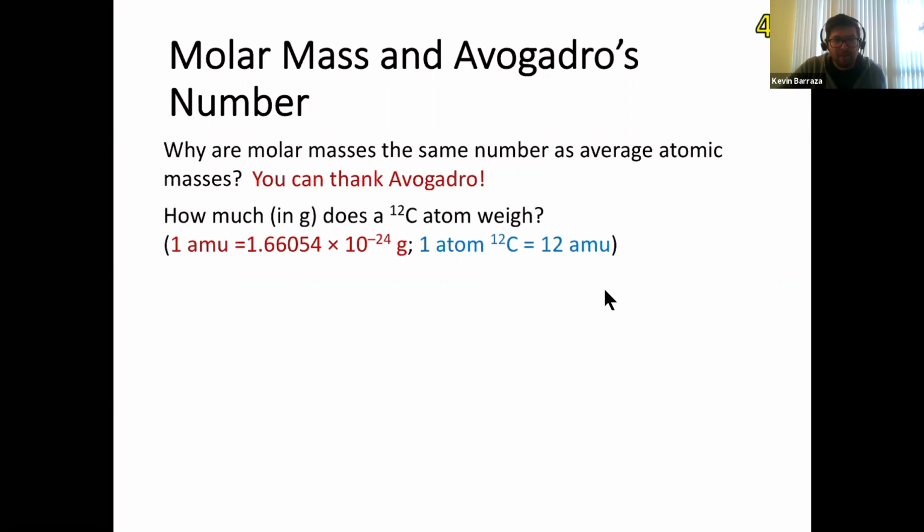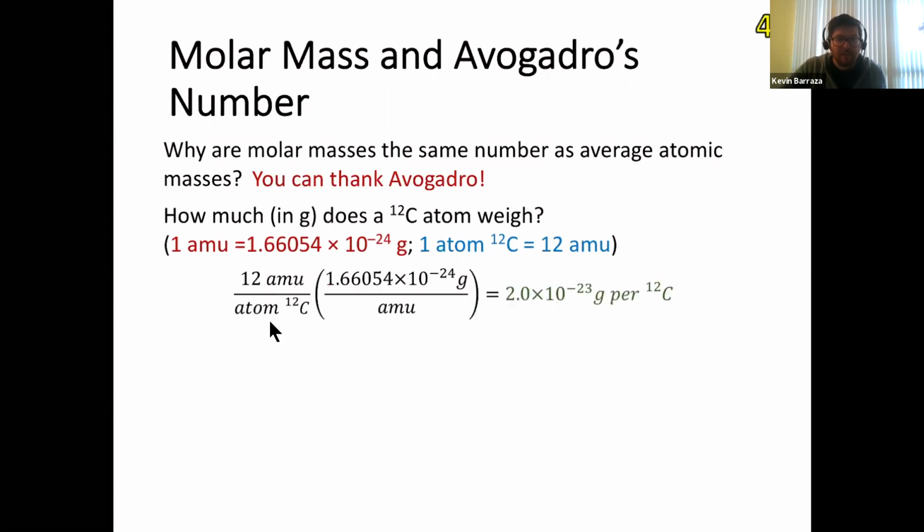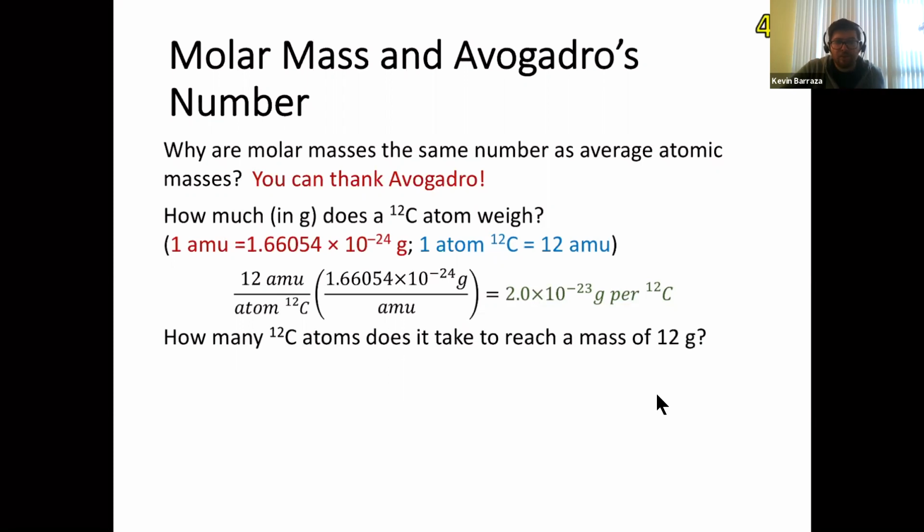It's really nice. With these conversions, we can set it up to figure out the mass of a carbon-12 atom in grams. All I've done is take the 12 AMUs per carbon-12 atom, and use the conversion factor to say, how many grams is that? So I get this much. A carbon-12 atom is this many grams.